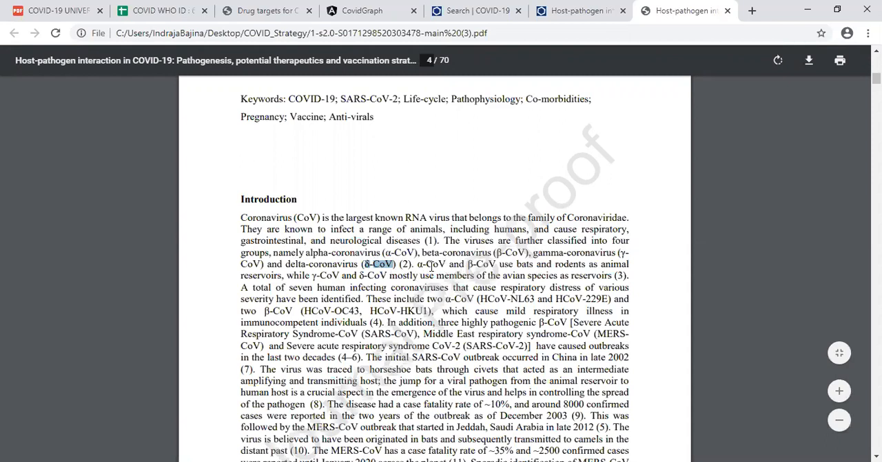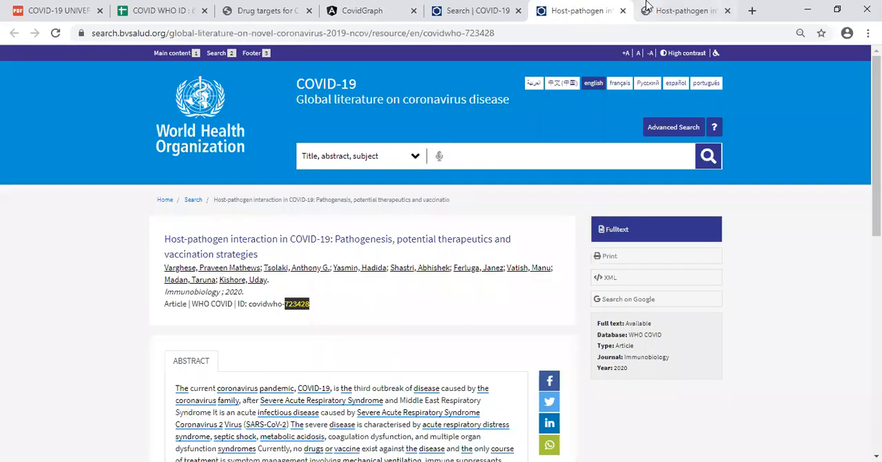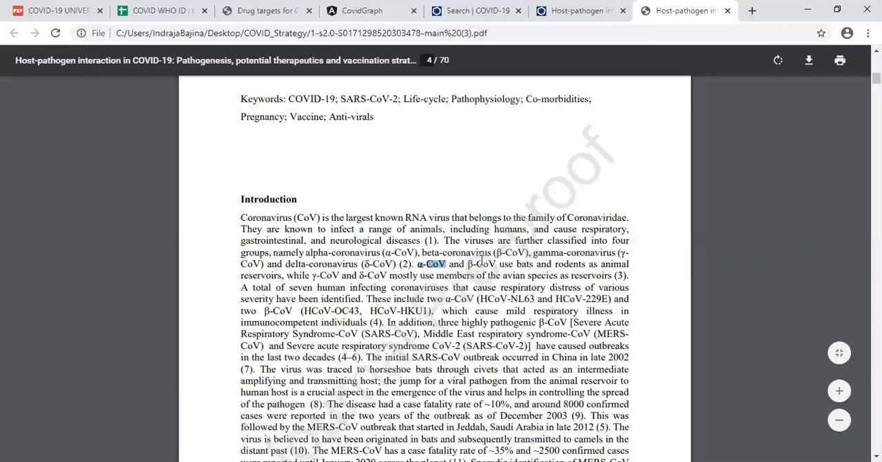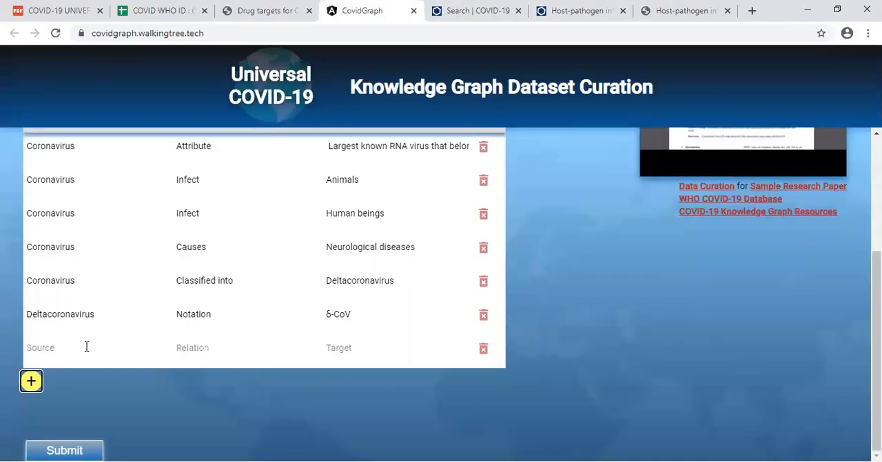Then they mentioned that alpha coronavirus and beta coronavirus use bats and rodents as animal reservoirs, while gamma and delta coronaviruses use members of avian species as reservoirs. So let me just mention alpha coronavirus. If you already curated alpha coronavirus and its notation is alpha COV, and if you had submitted it already before, this would be there. Similarly for the others, as in beta coronavirus, gamma coronavirus, and delta coronavirus. But I'm skipping that part right now. I'm just illustrating how this is done.